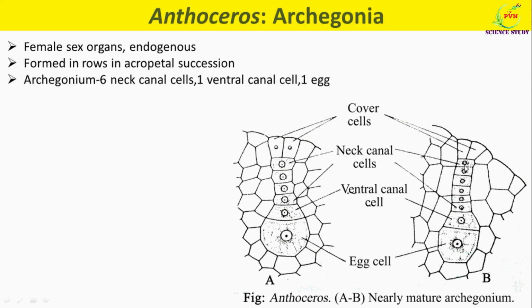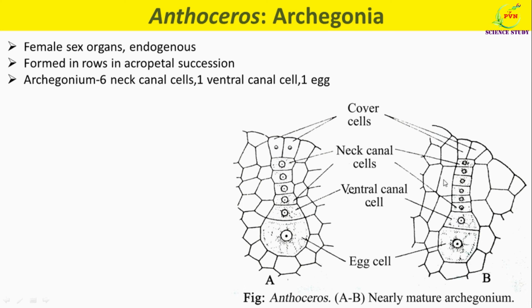Each archegonium consists of 6 neck canal cells. So this is first, second, third, fourth, fifth and sixth. These are the 6 neck canal cells present in the neck of the archegonium. One ventral canal cell like this, and the egg at the base.